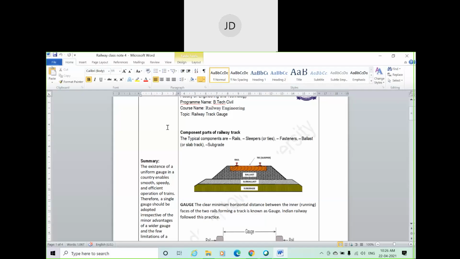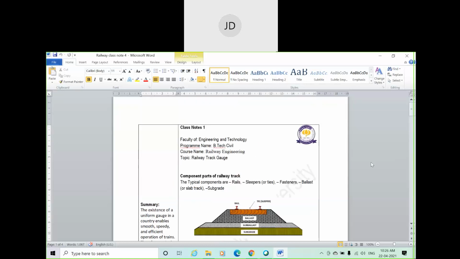So in today's class, we're going to discuss track gauge. It's a very important topic in terms of railway engineering. Fine. So let's start. So first of all, let me share my screen. Can you see the screen? Is it visible?